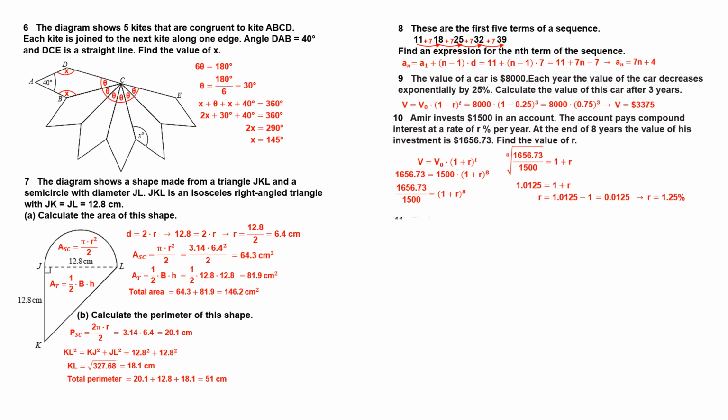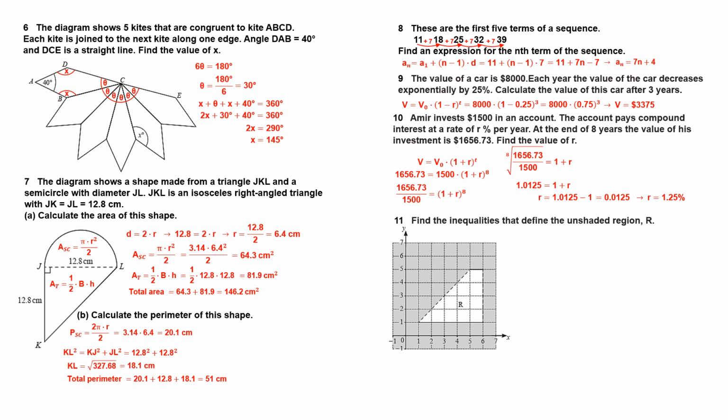Question 11. Find the inequalities that define the unshaded region R. To identify the inequalities represented by the shaded regions on a graph, you need to find the equation for each line on the graph. Vertical and horizontal lines have simpler equations, such as y equals k for horizontal lines and x equals h for vertical lines. To find the equation of a sloping line, you must determine the slope and the y-intercept.